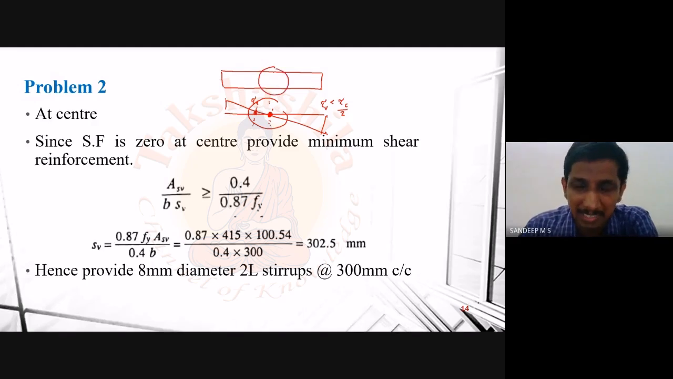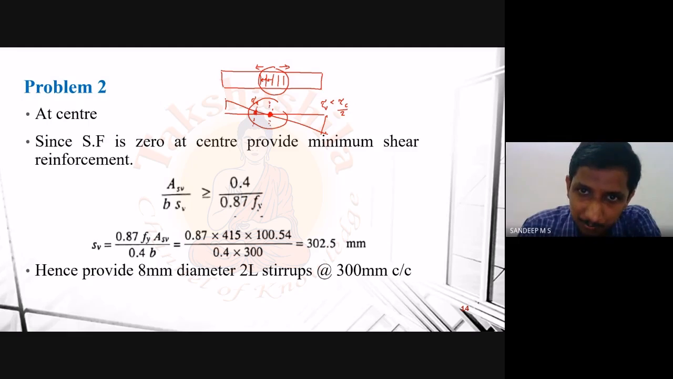So basically what I am trying to explain is that the result of our shear design will be something like this: 8 mm diameter 2-leg stirrups at some spacing. So basically we are not just providing the reinforcement at this particular section alone. What we are doing here is that we are actually telling that we have to provide n number of shear reinforcement at a particular spacing like this. So it will be extending to some distance to this side as well as some distance to this side.